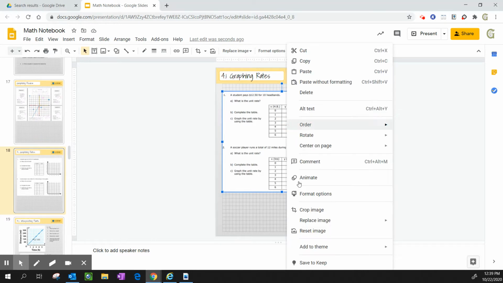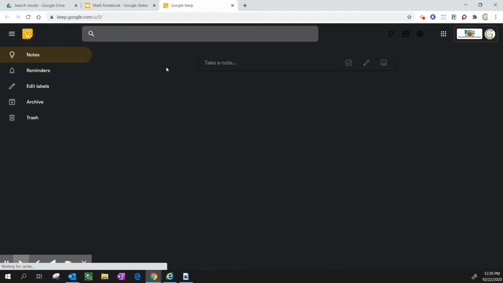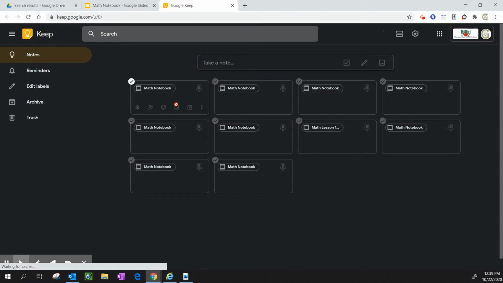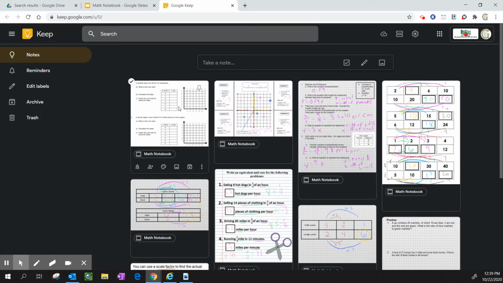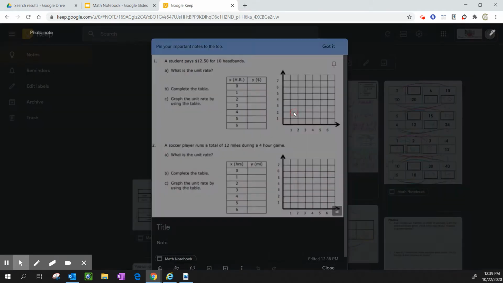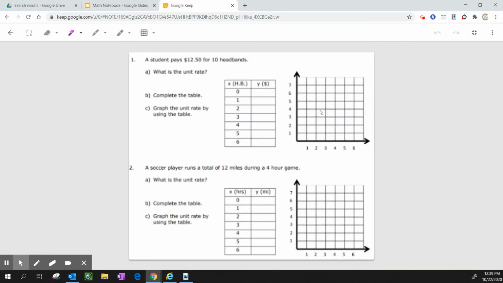So on this picture, you can go ahead and right click, save to keep, open a new tab. There's my thing there. I can click and click again so I get the pen. And let's go ahead and fill this out.